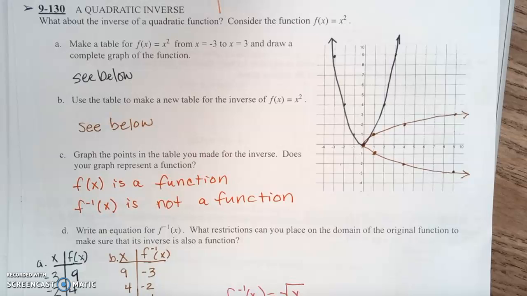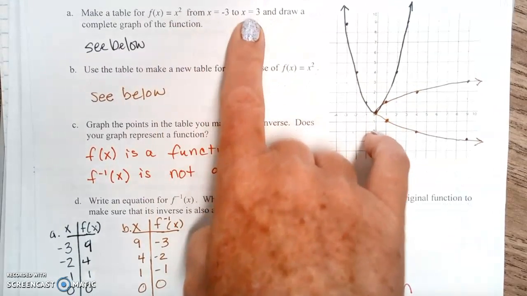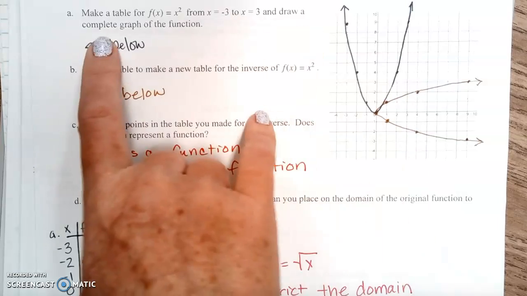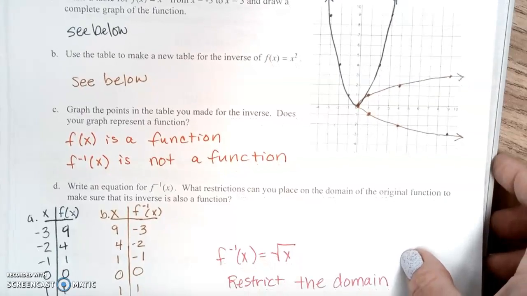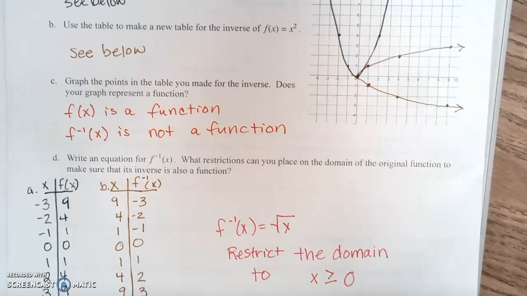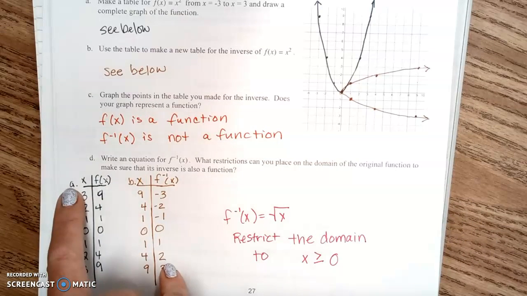Page 30, which is titled a quadratic inverse, it says, what about the inverse of a quadratic function? So we're going to consider the function f of x is equal to x squared. Part A says, make a table for the function x squared from negative 3 to positive 3, and draw a complete graph of the function. And then they don't give you very much room, so I had to do it down at the bottom. So the first one you're going to see down at the bottom is for part A.